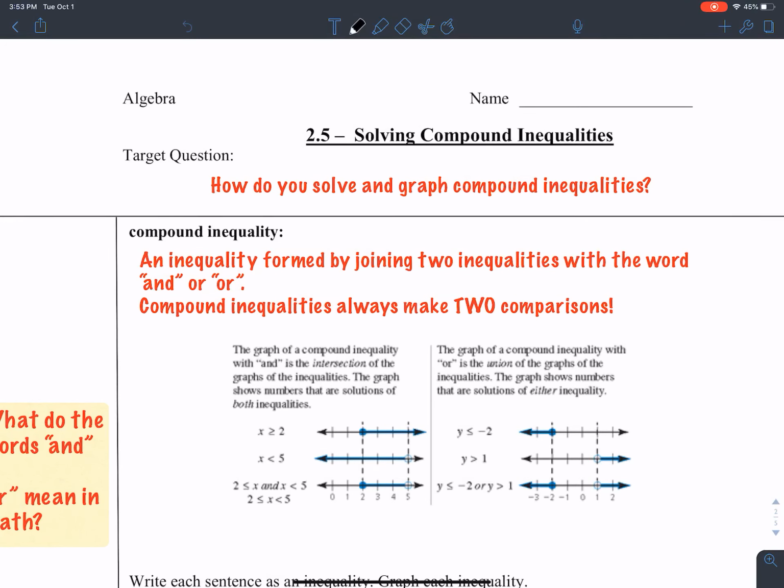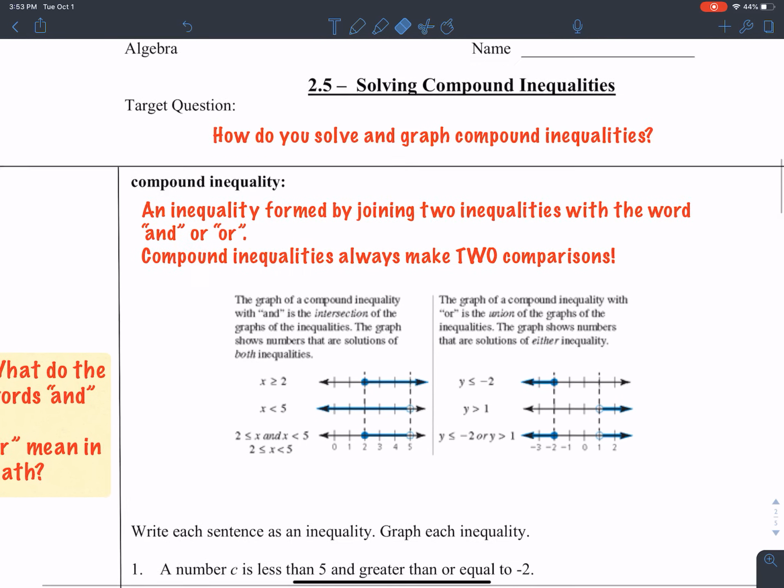All right, so today's notes, we're going to cover section 2.5, which is solving compound inequalities. And what I think is really important to start with compound inequalities is just like a compound word, we associate two things at once, like a compound word like school bus is two words put together. So a compound inequality is an inequality that makes two comparisons at once.